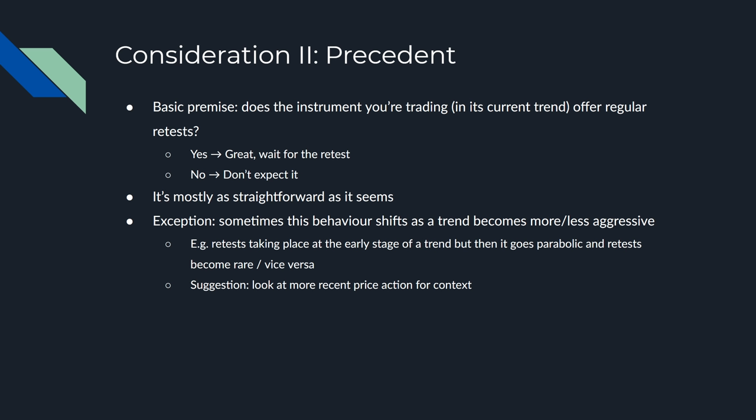As mentioned, it's mostly as straightforward as it seems, but there are some arguably uncomfortable exceptions or deviations from this rule. So as the trend itself shifts and either becomes more aggressive or slows down, your expectations of a retest should also scale with that. So in a very fast-moving trend or market, retests will either not happen at all, or they'll happen very, very quickly, which is something we'll discuss as well in the hidden retest section.